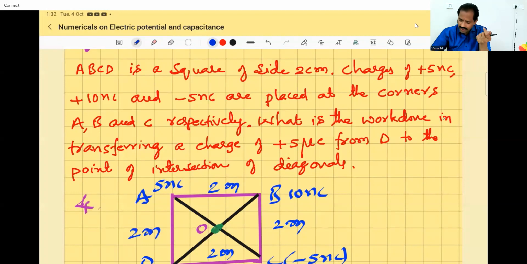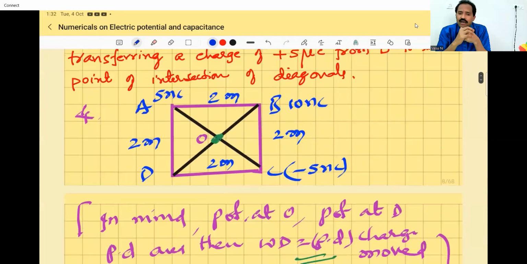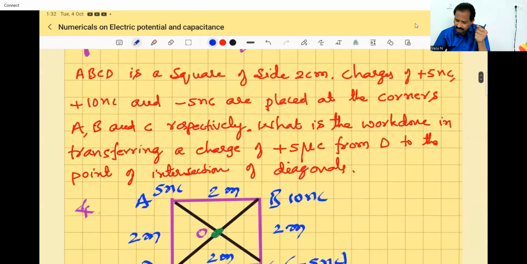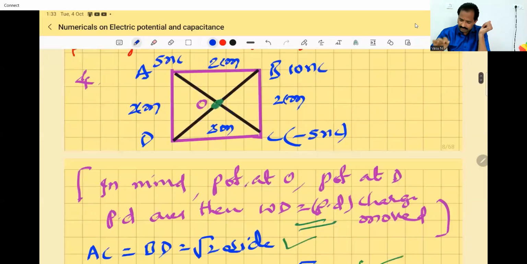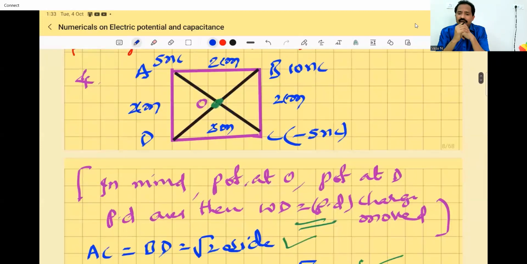Okay, so look at the diagram. ABCD is a square of side 2 meter. It is given 2 meter. Look at that. Observe the diagram carefully. The charges are 5 nC, 10 nC, minus 5 nC. Mark them at A, B, C, D.